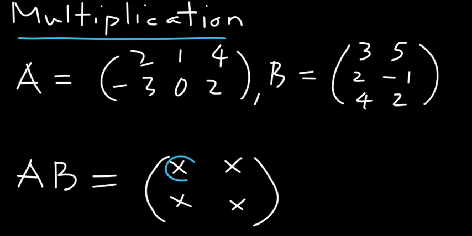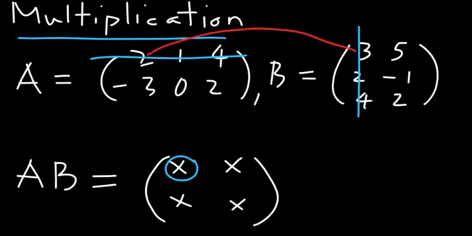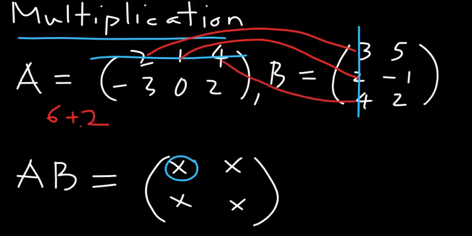Let's determine this element. This element occupies the first row and the first column. So to determine that number, we have to take the first row of A and multiply that with the first column of B. So 2 times 3, that is 6, plus 1 times 2, so that is 2, plus 4 times 4, and that is 16, which is 24. So there we have it. The first element is 24.